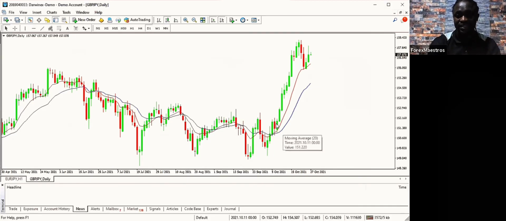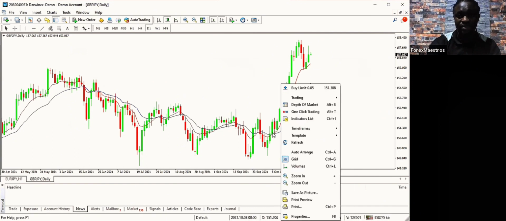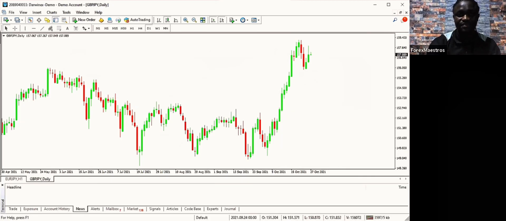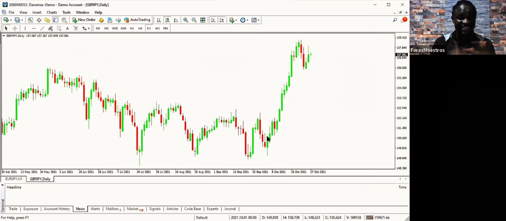How do I delete these indicators? If I want to delete, you can right click on the indicator and then say delete, okay? Just delete. Right click again on it and delete. Okay, so it's making sense now. You're getting to know it.